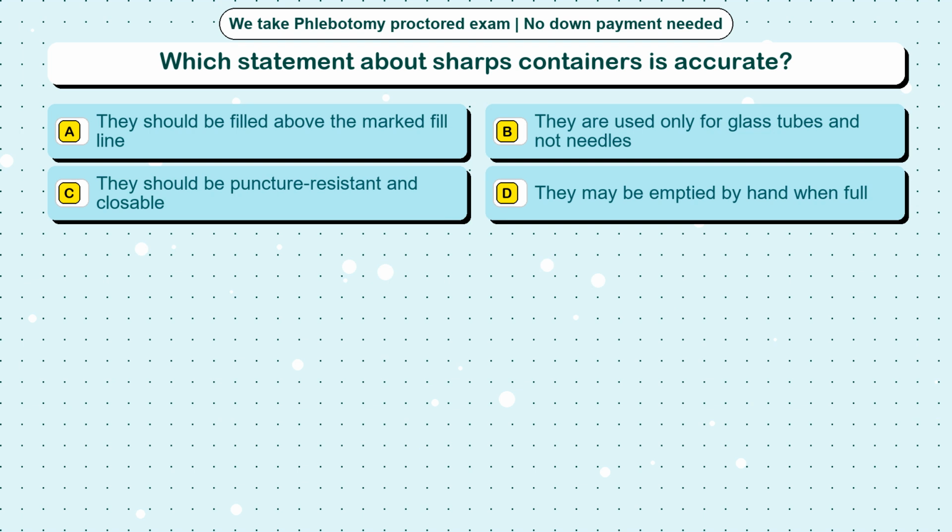Question 13. Which statement about sharps containers is accurate? Option A, they should be filled above the marked fill line. Option B, they are used only for glass tubes and not needles. Option C, they should be puncture resistant and closable. Option D, they may be emptied by hand when full.